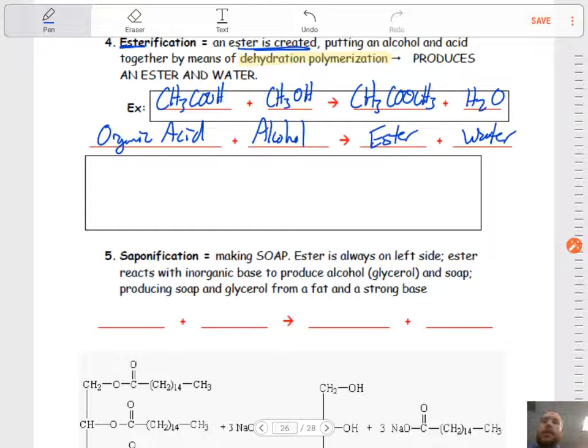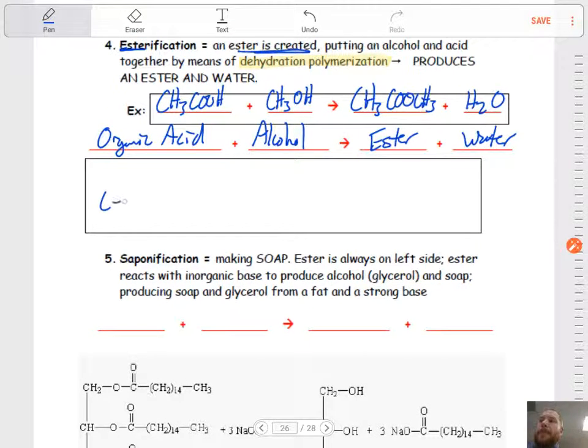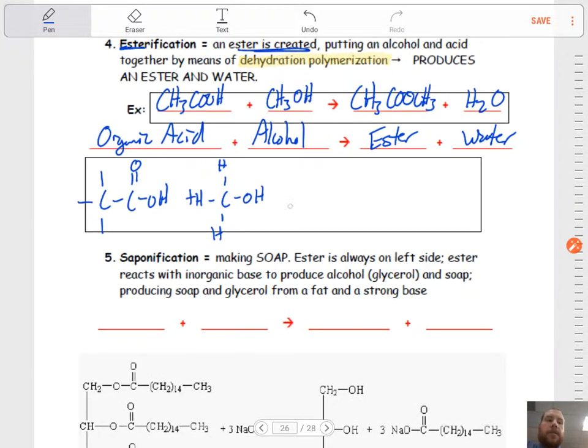So again, water is the other byproduct. So if we had something like this, plus our alcohol, which is methanol in this case. You can show all the H's or not. It doesn't matter. If there's just a dash, guys, it's assumed to be where an H is. And then you have your ester. Okay, so something like this.